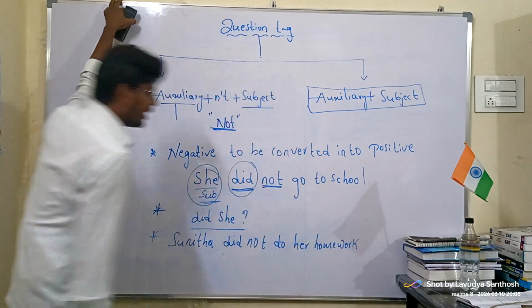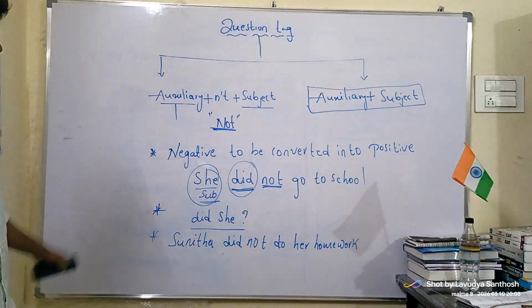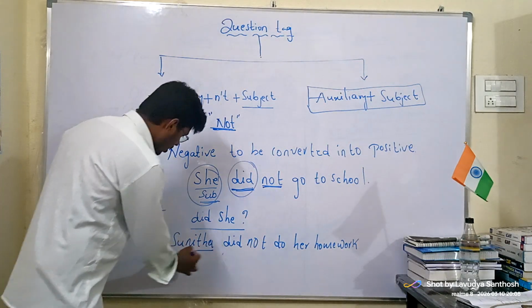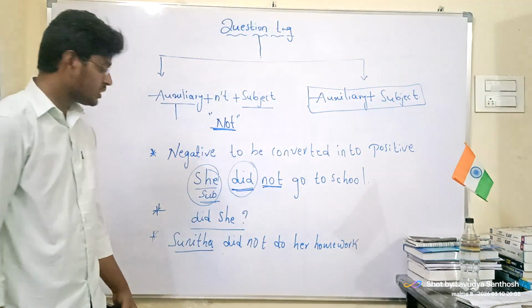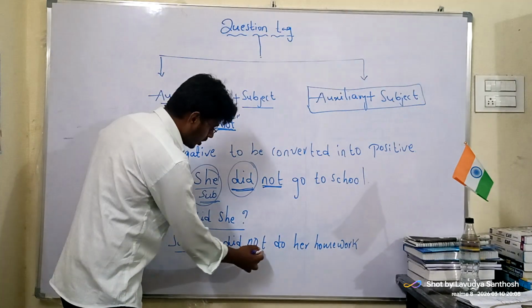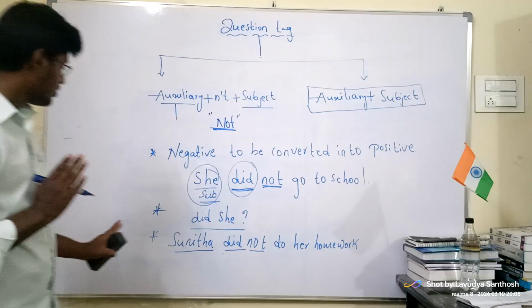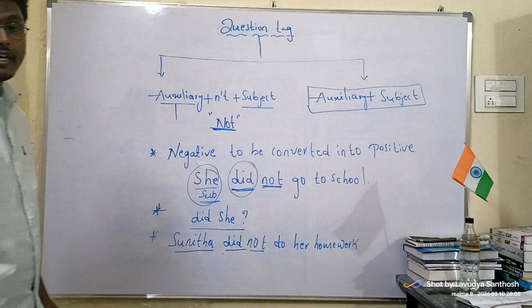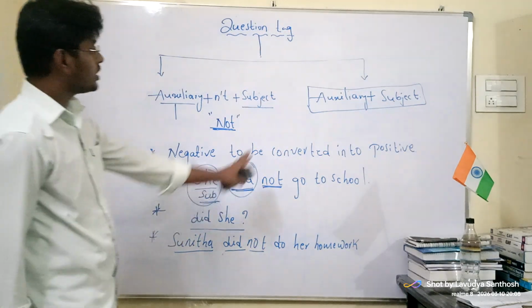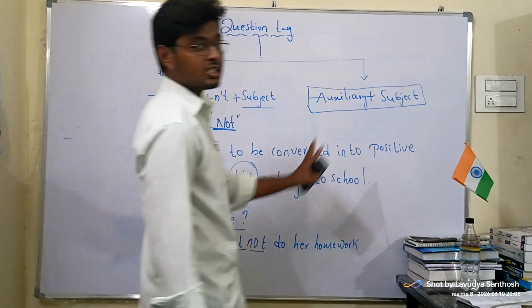Sunita did not do her homework. Now you see here, Sunita is a noun, and all nouns can be subjects. Did not: did is the auxiliary, not is the negative. So, sir, this is a negative sentence, so we have to use the auxiliary plus subject formula.